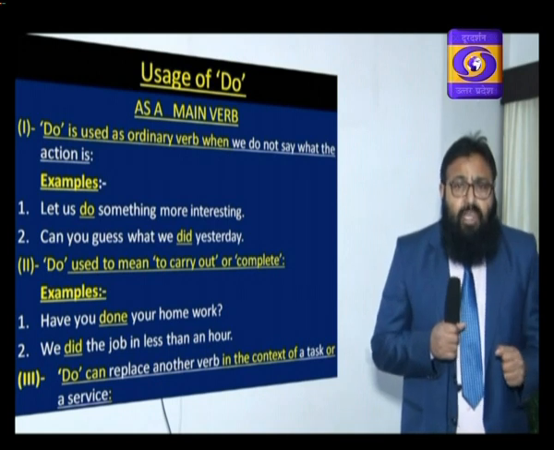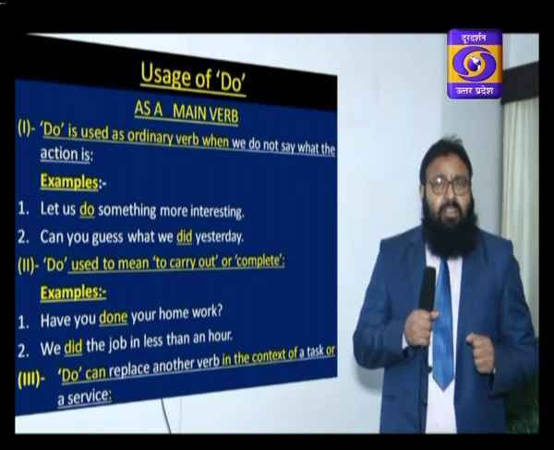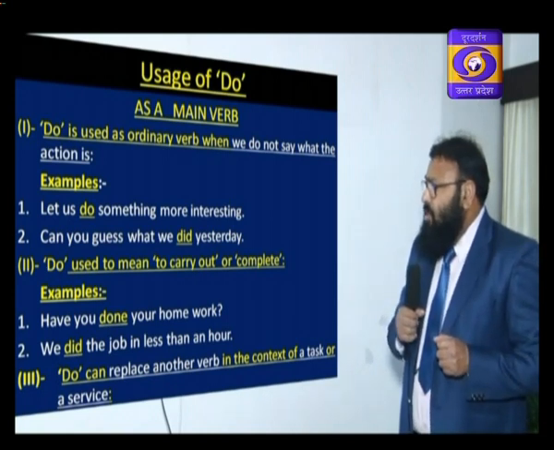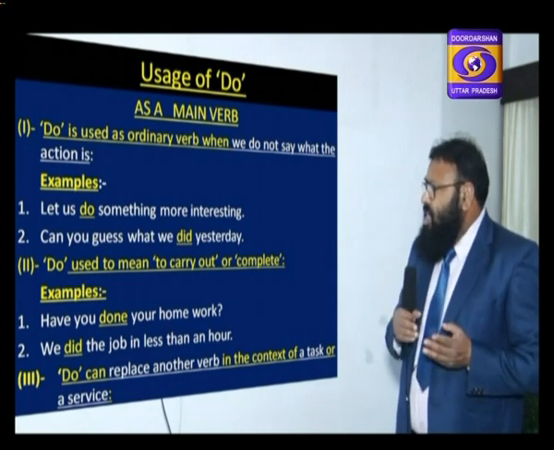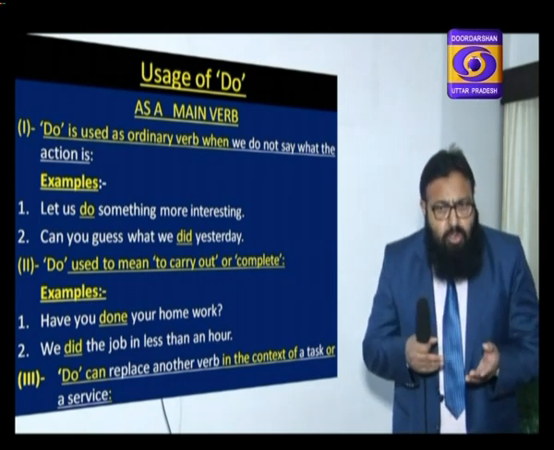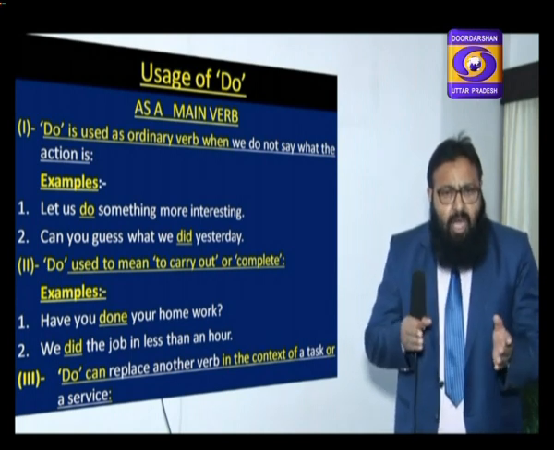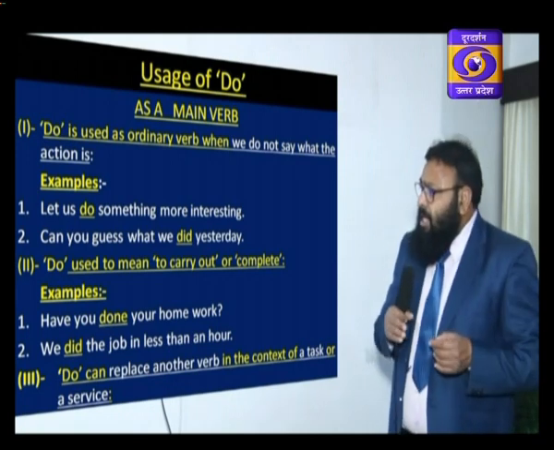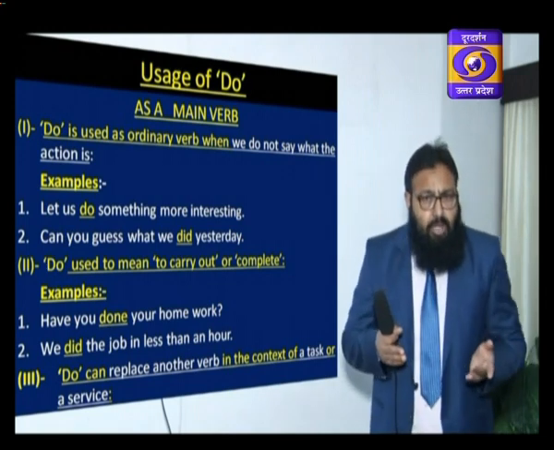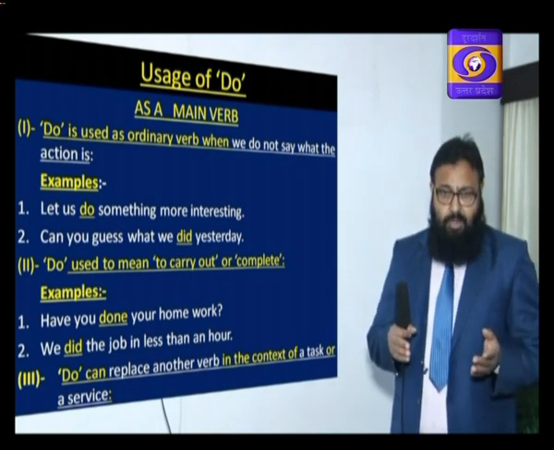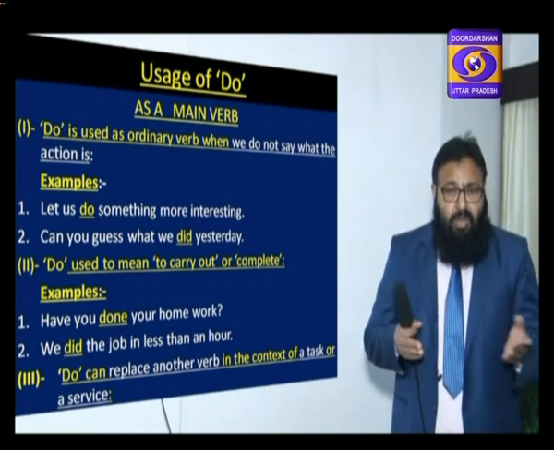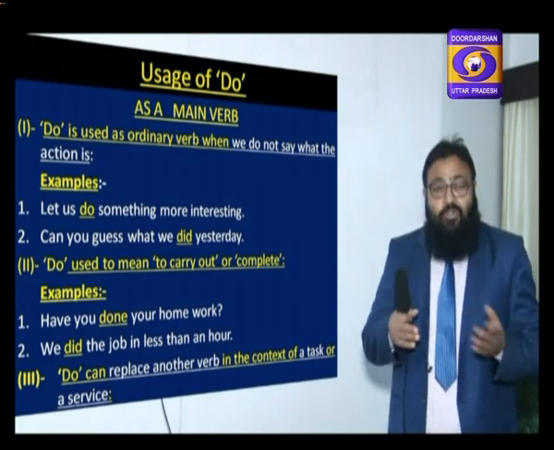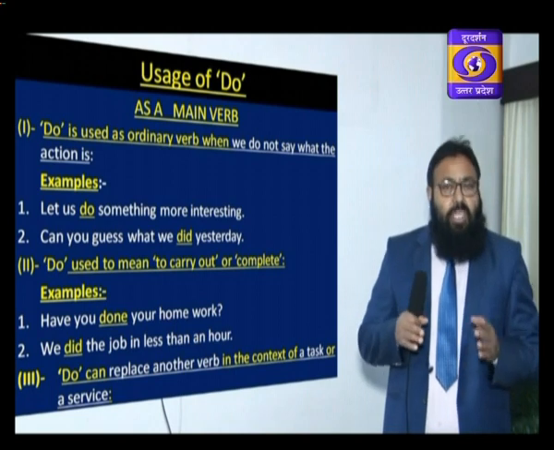Now children, we are now moving on to the second usage of do, and here it is a main verb. Now as a main verb, do is used as an ordinary verb when we do not say what the action is. When we don't want to specify what the action is, we make use of do instead of the original verb. Examples are, let us do something more interesting. We don't want to specify what we want to do. Perhaps we wanted to play, to run, to read, to have fun, and so forth. So we don't want to specify the action, so we use do.